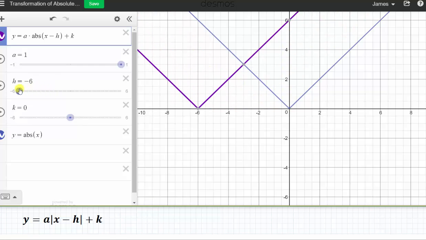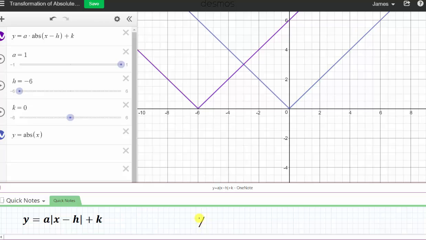So if we stop here for a moment, where h is negative 6, let's determine the equation of this graph. Well, if h is negative 6, and we know a is 1 and k is 0, this would give us the equation y equals the absolute value of the quantity x minus negative 6. Simplifying, we have the absolute value of the quantity x plus 6. So again, when we have addition inside the absolute value, the graph is shifted left, in this case 6 units.